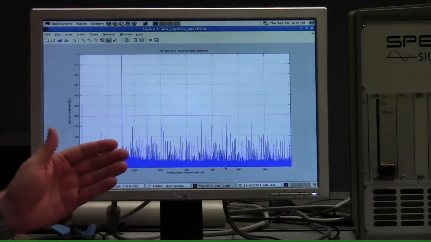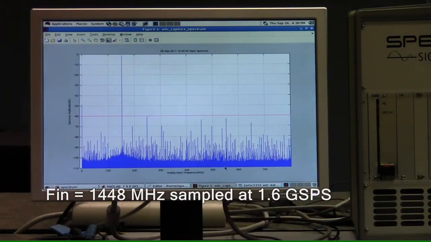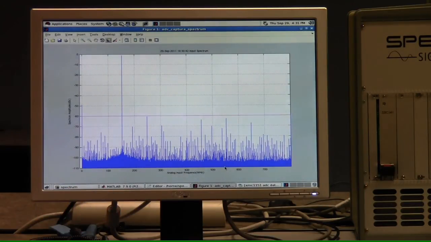Let's look at the results up close. At a frequency input of 1448 MHz, sampled at 1.6 gigasamples per second, we get the following performance. An SNR of 54.5 dBFS, an SFDR of 60.2 dBc, and an ENOB of 8.4 bits. As you can see, the XMC-1151 provides high sensitivity with very clear resolution, enabling you to capture and process clean signals amidst noise.